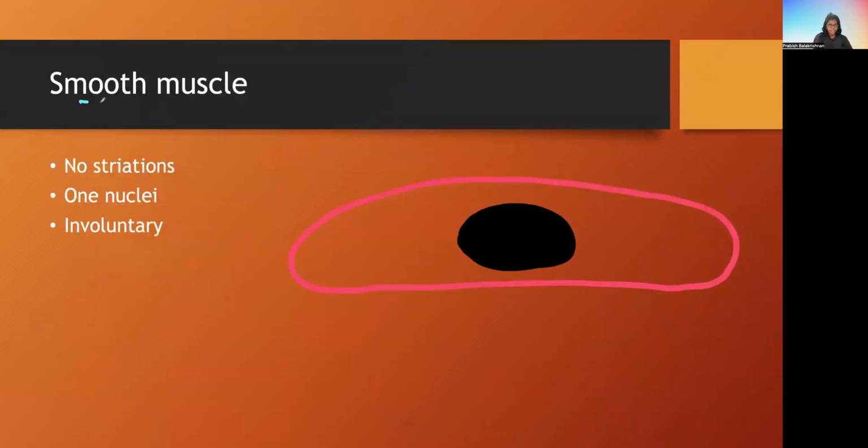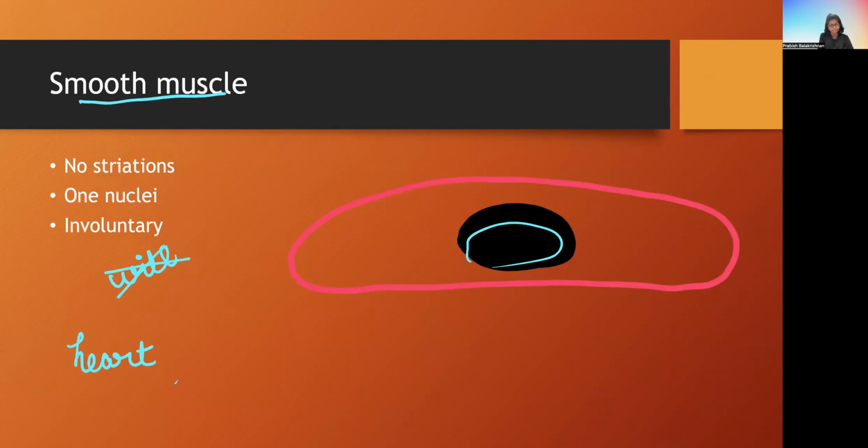So the next one is smooth muscle. Smooth muscle does not have any striations or stripes. It only has one nucleus. It is involuntary because it does not depend on the will of the person. An example could be the heart or the lungs.